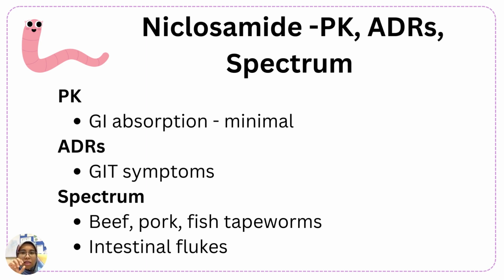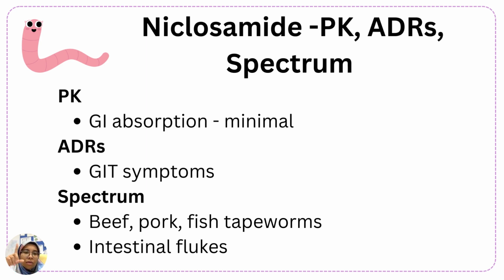Alright. Pendek je, PK dia pun tak banyak. PK pharmacokinetics dia, GI absorption dia very minimal. So maksudnya apa? Maksudnya dia hanya bekerja dekat lumen. So it's useful for treatment of whatever that is there in the lumen. The ones in the tissue cannot. Okay? Alright, so this is usually used as a second line treatment for most of the tapeworms lah.